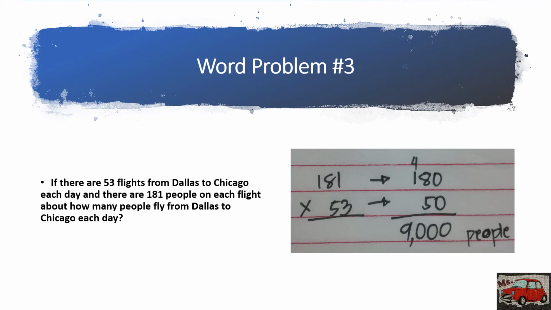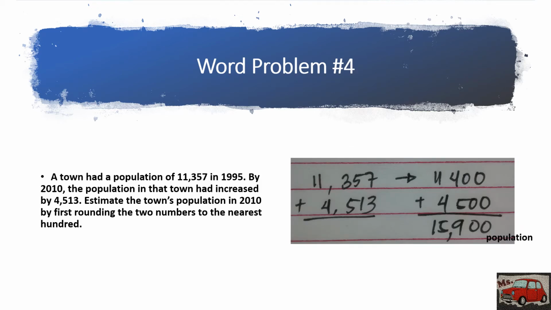Okay? A town had a population of 11,357 in 1995. By 2010, the population in that town had increased by 4,513. Estimate the town's population in 2010 by first rounding the two numbers to the nearest hundred. Alright, so ang tinatanong dito is yung estimate population ng town na yan in the year 2010. Alright, and we will do that by rounding off the two numbers to the nearest hundreds.